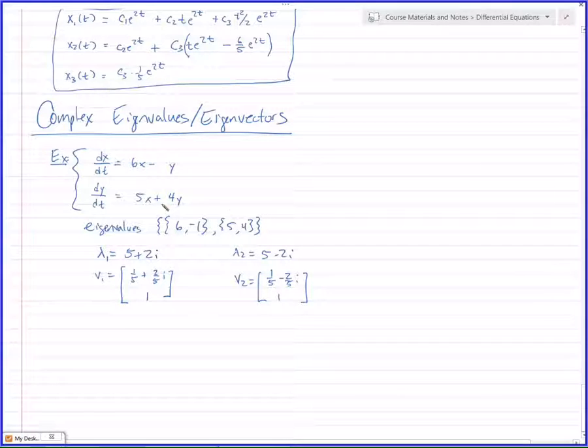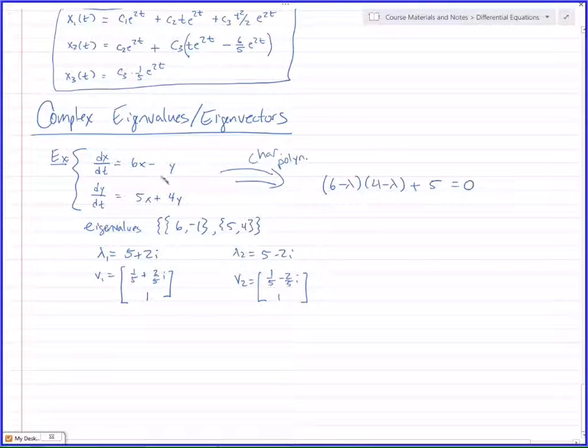Just, again, a refresher, it's perfectly legitimate for us to get complex eigenvalues because we're solving a polynomial. We're solving a quadratic equation. In this case, our characteristic polynomial turns out to be (6 minus lambda) times (4 minus lambda) plus 5 equals 0. Right? That's the characteristic polynomial. You take lambdas minus diagonal and do forward minus back. So when you solve this, that's where we're going to end up with 5 plus or minus 2i as the solution. I'm not going to go through writing it out, but that's what you get. And then when we plug those back in and solve for our eigenvectors, we can find these eigenvectors right here.